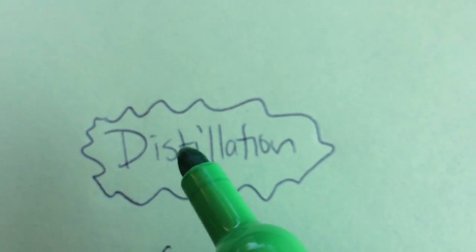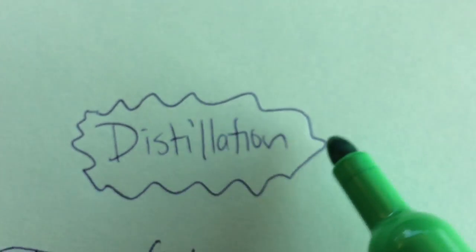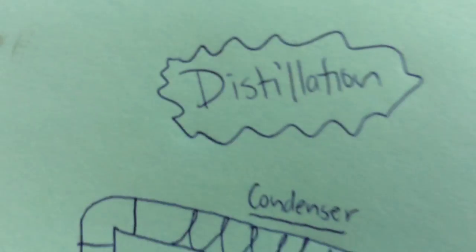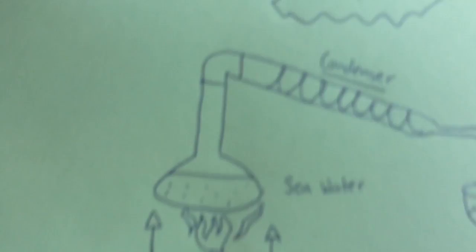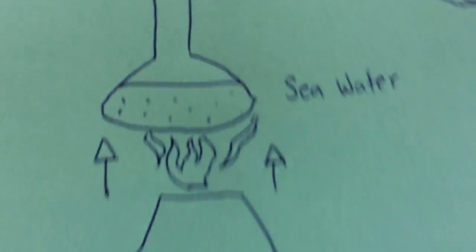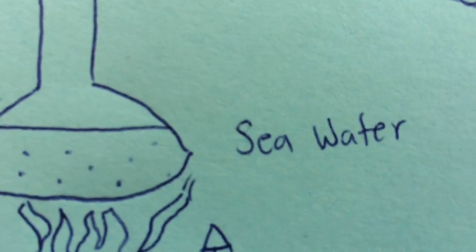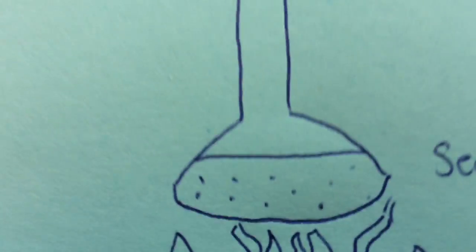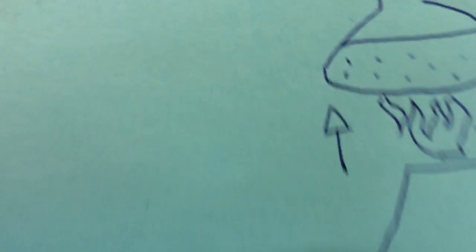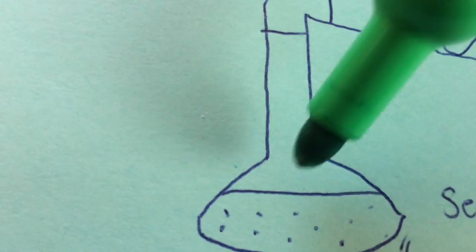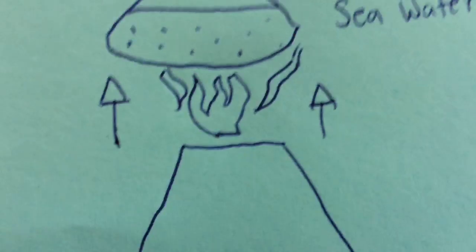Distillation is the process of purifying a liquid by heating or cooling it. So here's an example. We have seawater, which is very salty. Normally you wouldn't see the salt, but this is very salty stuff.